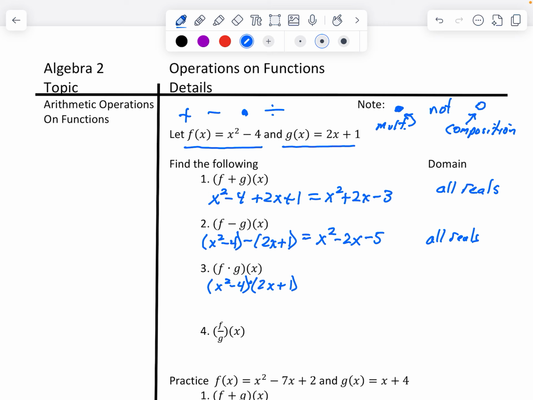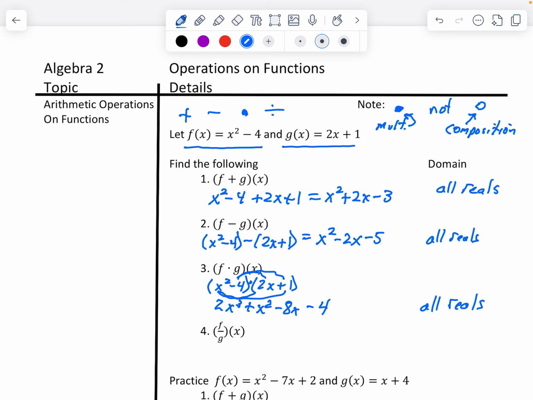So when we distribute through, x squared times 2x is 2x cubed. X squared times 1 is just x squared. Negative 4 times 2x is negative 8x. And negative 4 times 1 is negative 4. And that doesn't need to be simplified at all. There's no like terms. So this one also, because multiplication does not change our domain here, we're going to have all reals for the domain.